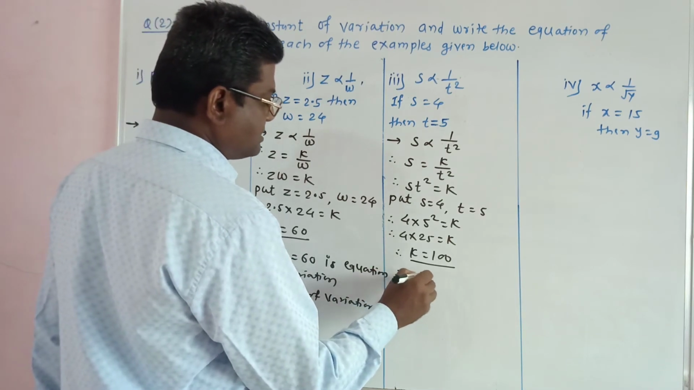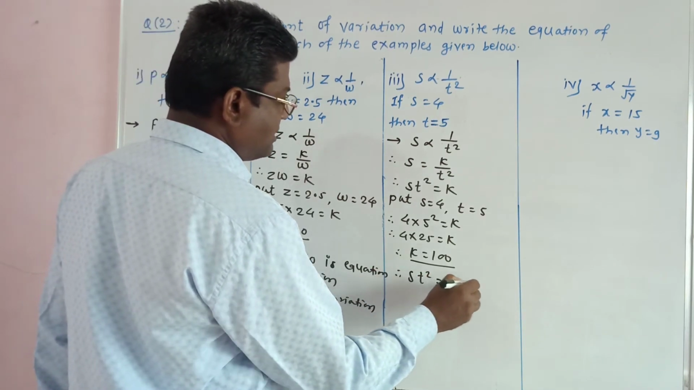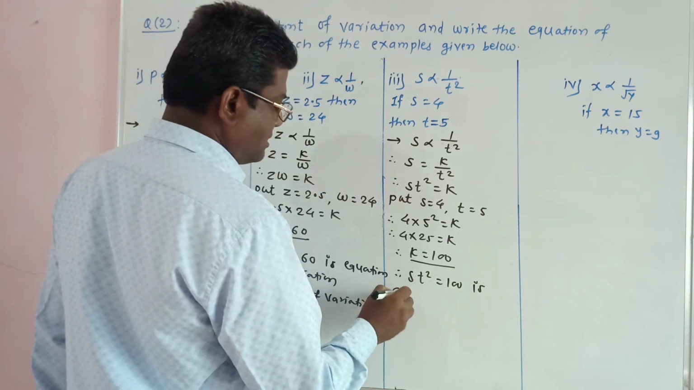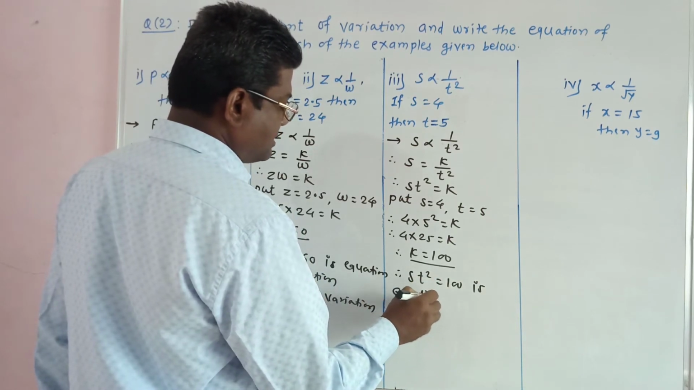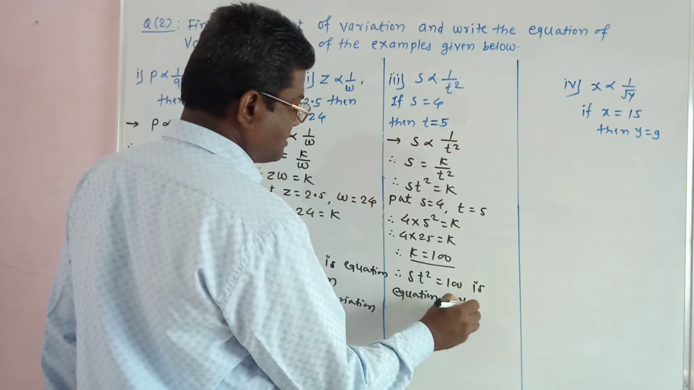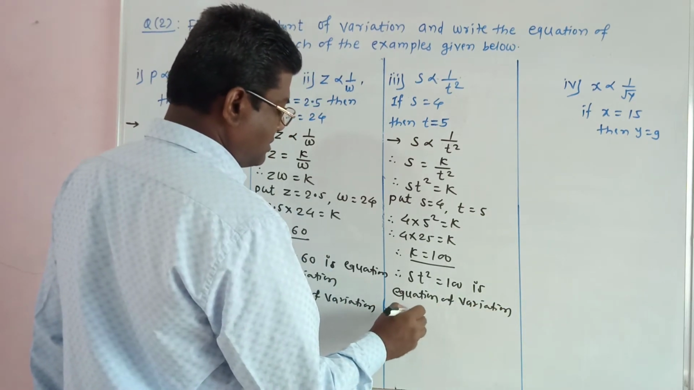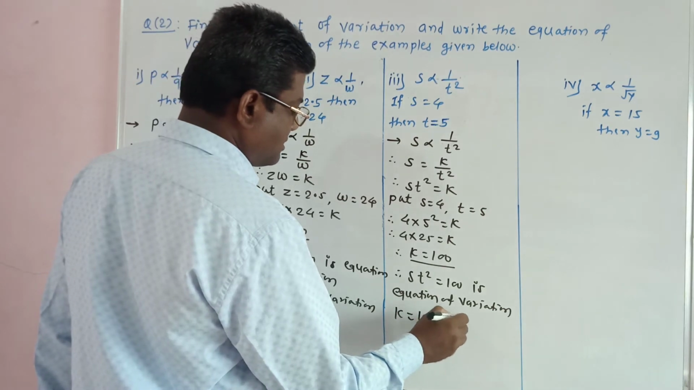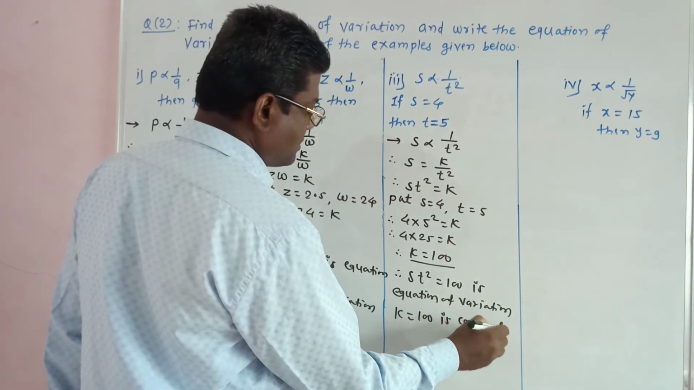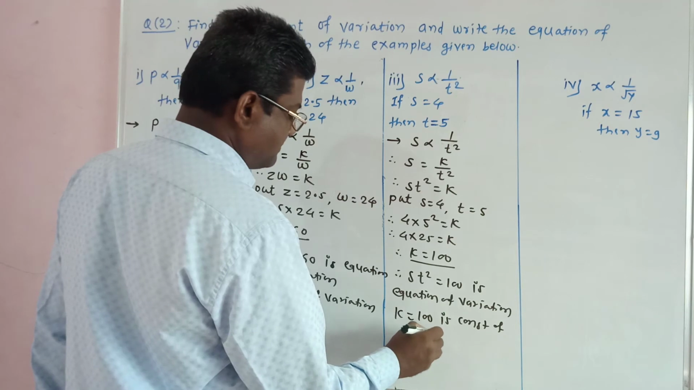Therefore, ST square is equal to 100 is the equation of variation. K is equal to 100 is the constant of variation.